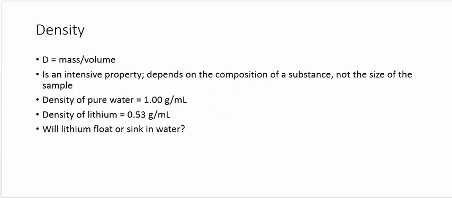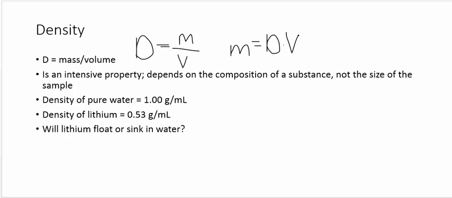We're going to finish up chapter 3 by looking at density. Density is defined as mass over volume, so our equation is D equals M divided by V. And actually from this equation we can get two more. If I want to solve for mass, I would take density times volume, or if I wanted to solve for volume, I would take mass divided by density. That's just doing some algebra to get those different equations.